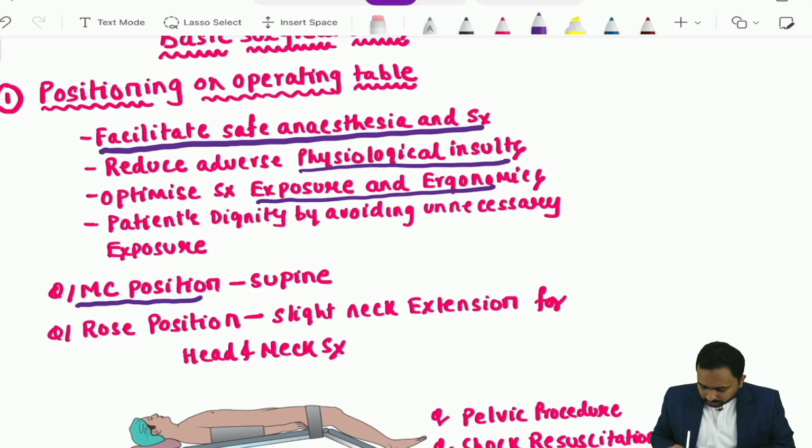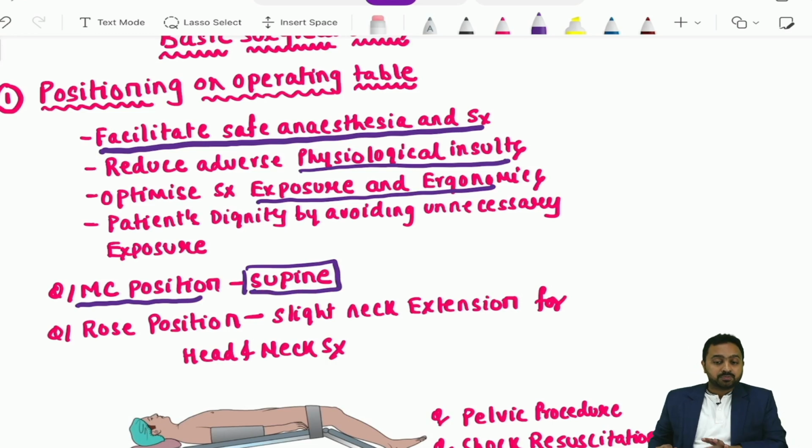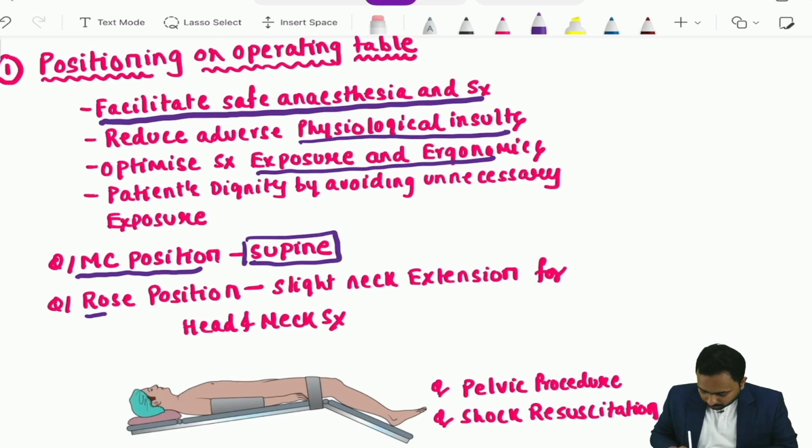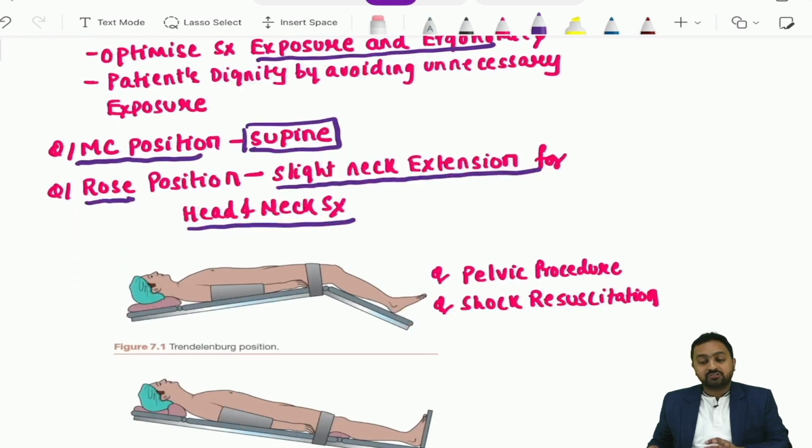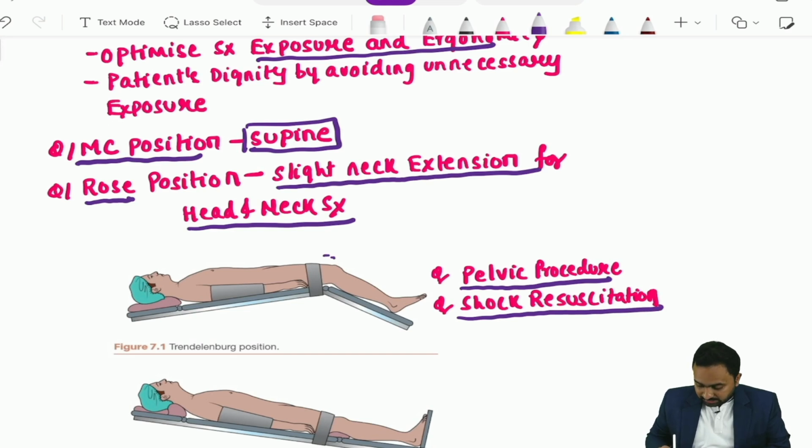The most common position is your supine position, and the various modifications of your supine position include your Rose position. So what happens in your Rose position? There is a slight neck extension for your head neck surgery. Then you have a Trendelenburg position, which is used for your pelvic procedure and in resuscitation of shock. So in Trendelenburg position, you have your knees slightly flexed and your head down.